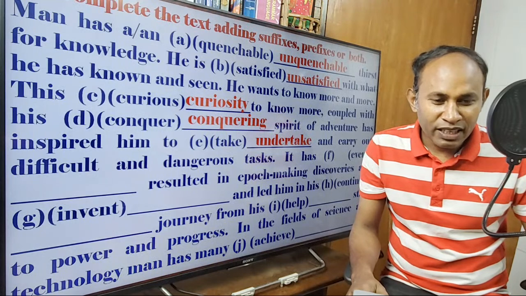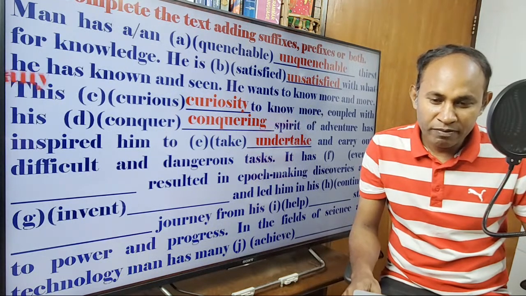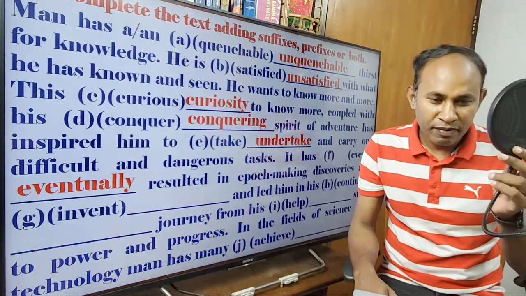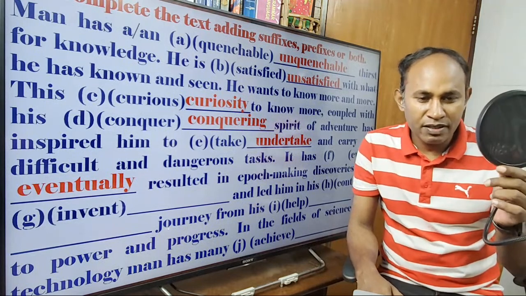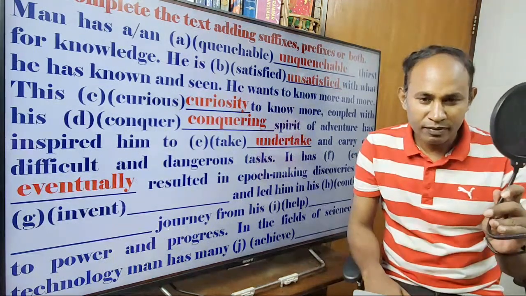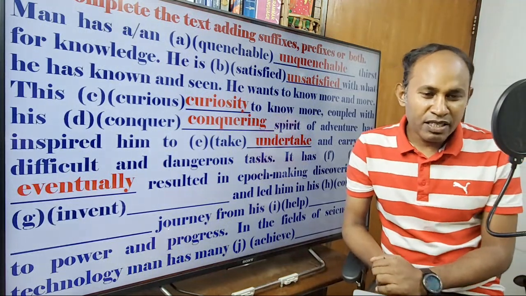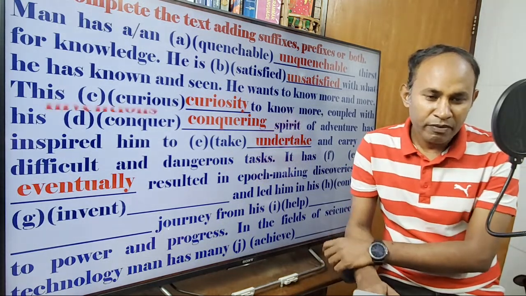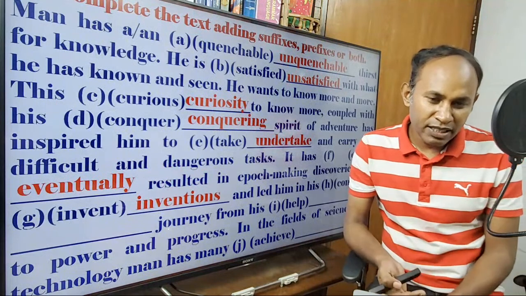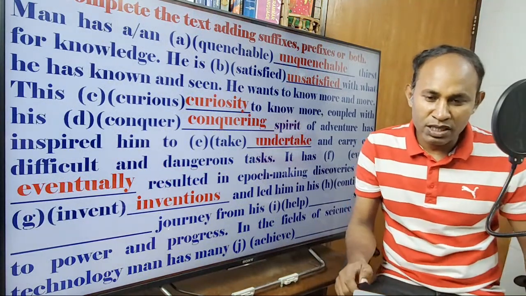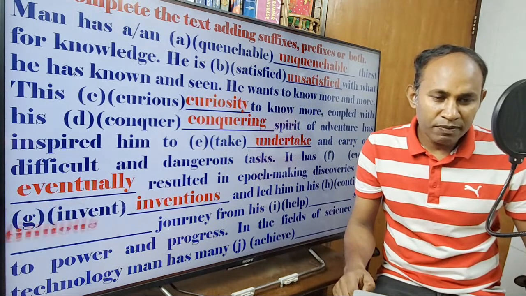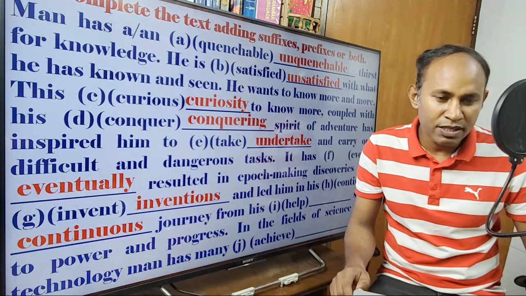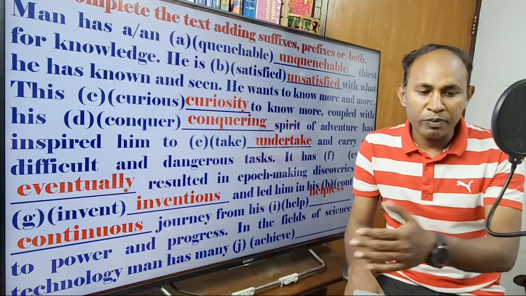Undertake and carry out difficult and dangerous tasks. It has eventually resulted in epoch-making discoveries and inventions. That's good. Inventions and led him in his continuous journey from his helpless state to power and progress.